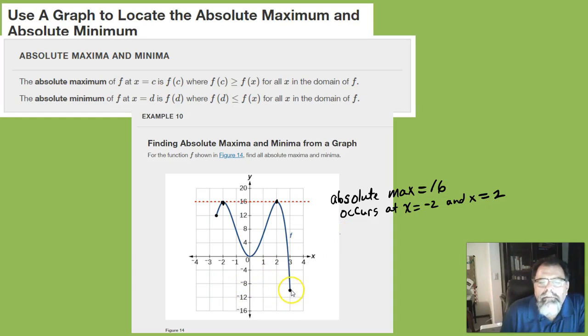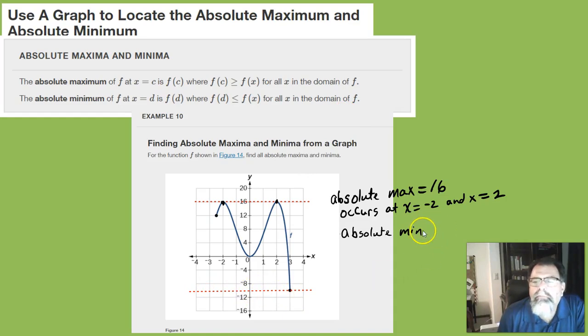So you can see right here's the floor. Here's the floor, and that looks about halfway between -8 and -10... so that's at -10. So the absolute minimum, oh, I never finished reading the definition. So absolute minimum f at x equals d is f of d. So again, that's the y value, where f of d is less than all other y values, f of x, for all x in the domain. So basically that'd be the floor. That's kind of the way I think of it.